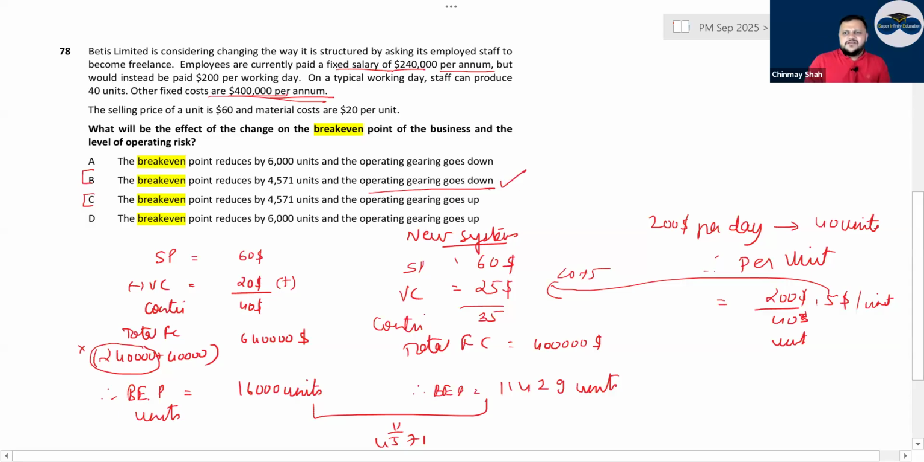But we will go into operating gearing. Give me some time. It is B answer, but are you okay? Are you able to understand what I am trying to say when I ask what will be the impact of change? Yes, two things are changing. Variable cost is also changing and fixed cost is also changing. Correct or not?